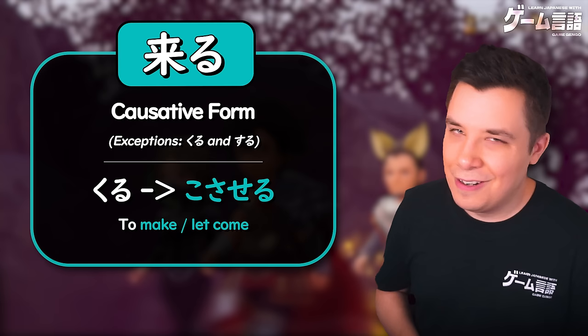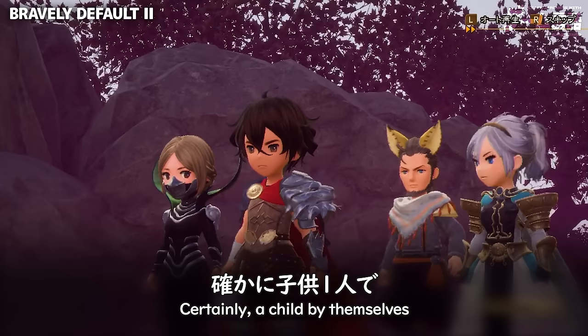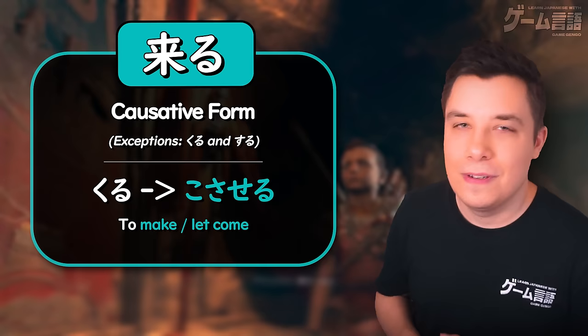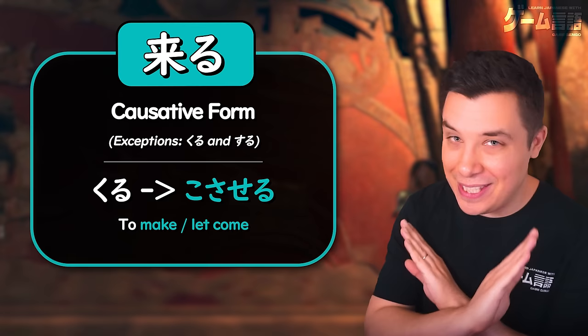Here, with 来る, it turns into こ。確かに子供一人で来させるわけにはいかない場所ね。So it still has that saseru to make someone, just the ki is ko, just like some of the other conjugations we just saw. So just be careful, it's not ki saseru, it's ko saseru.